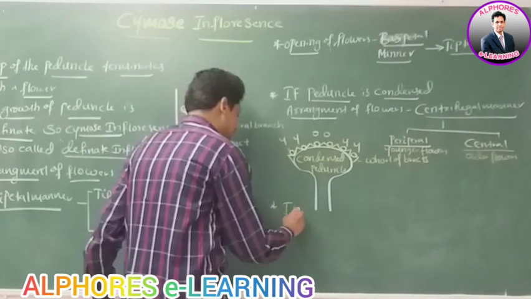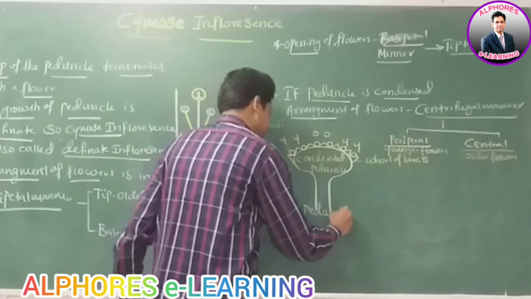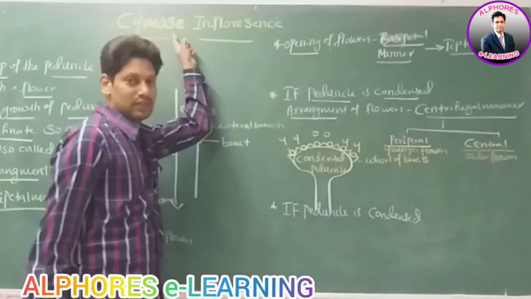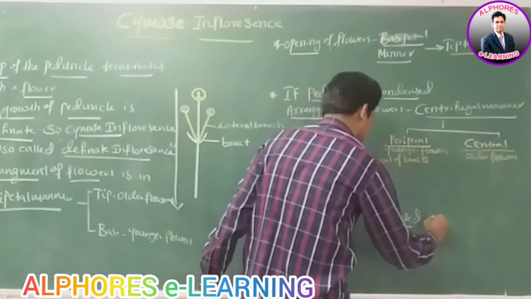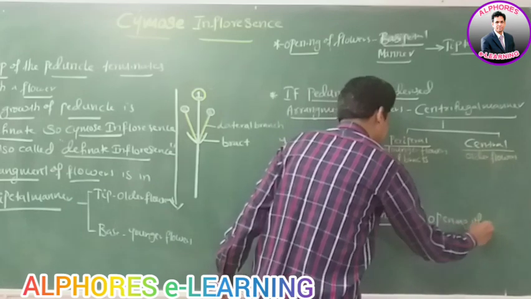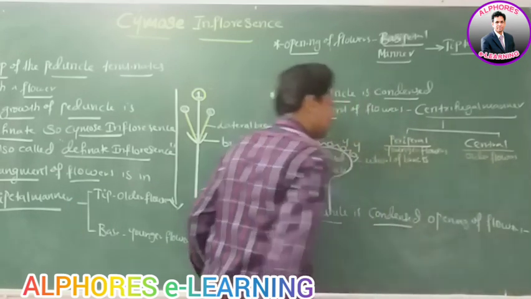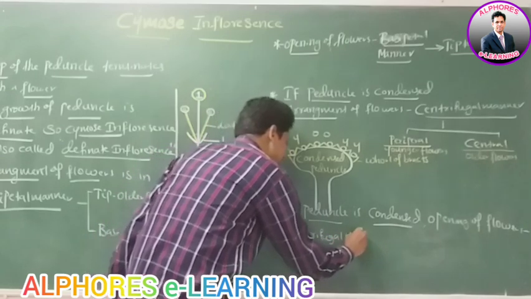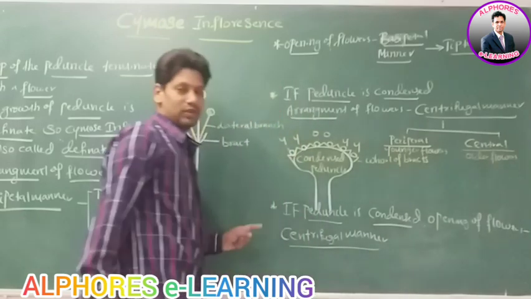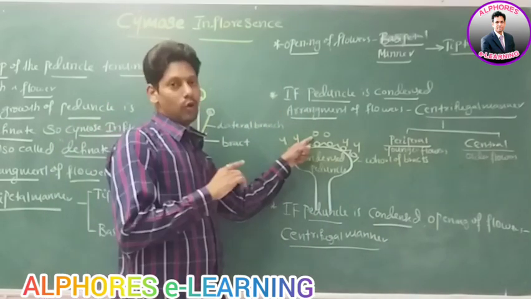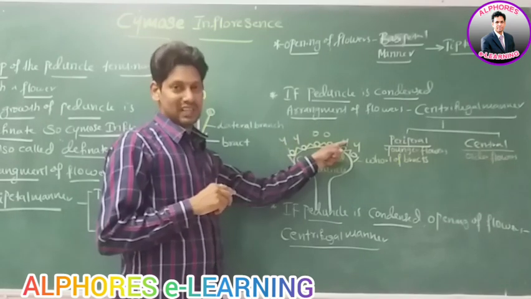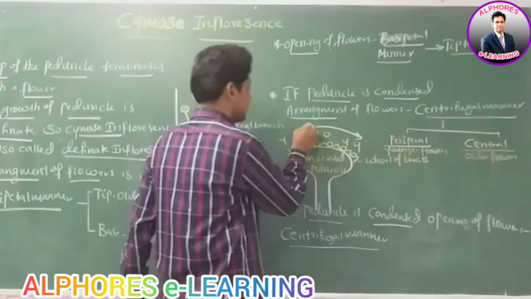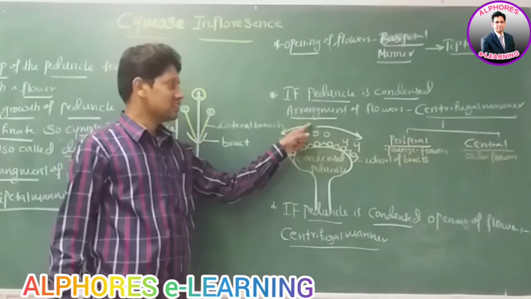If the peduncle is condensed, I am speaking about cymose inflorescence, right? Opening of flowers will also be in centrifugal manner. Why? Because older flowers open first, whereas younger flowers open later. But older flowers are in the center, younger flowers are in the periphery. Therefore, opening of flowers proceeds from center to periphery.